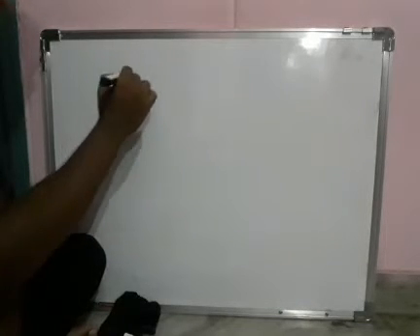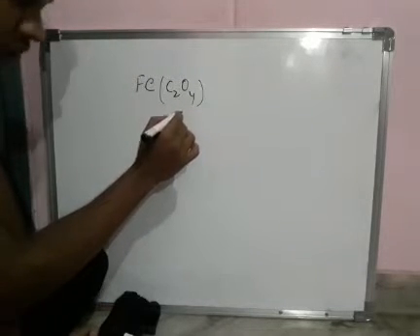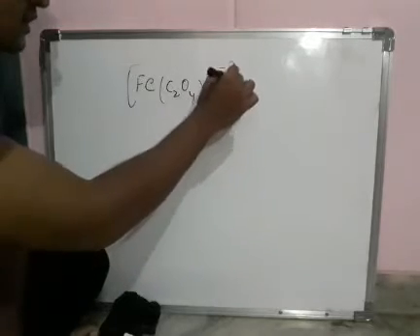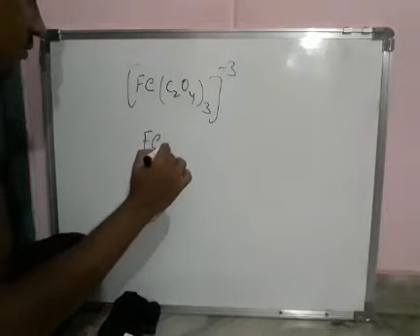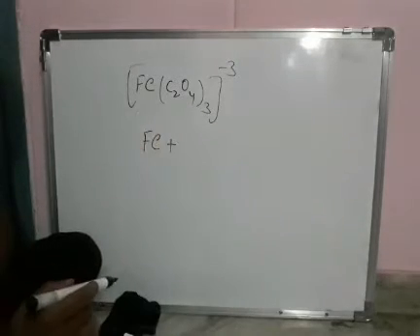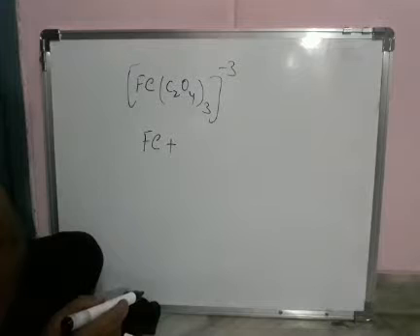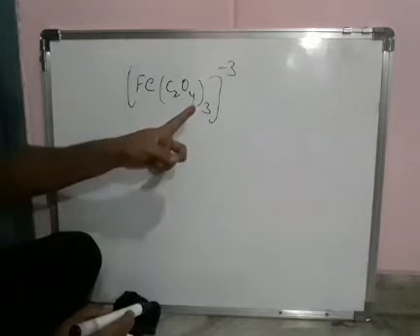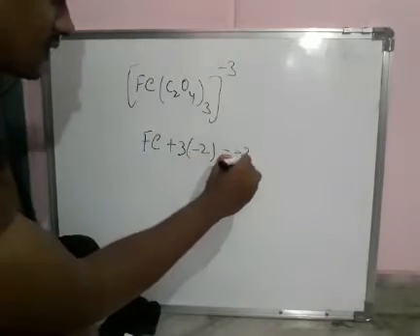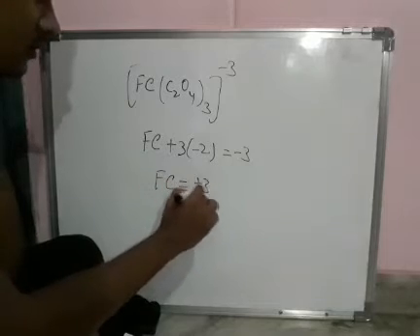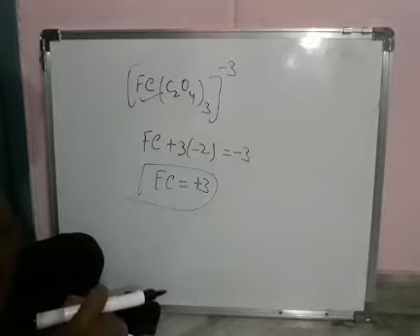Another example is [Fe(C2O4)3] minus 3. This is also a negative coordination sphere, and the central metal atom is Fe. This is a bidentate ligand, the oxalate ion. One oxalate ion charge is minus 2. Here 3 oxalate ions are available, so 3 into minus 2 equals minus 6, and Fe equals plus 3. So the oxidation state of the central metal atom is plus 3. Like that, we can calculate the central metal atom oxidation state.